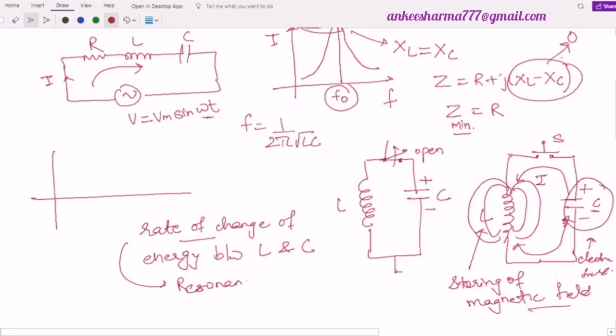This rate at which it is exchanging energy between inductor and capacitor, we call it resonance. Is it clear? And there will be generation of a particular frequency, because I said there will be a rate of change of energy, so definitely frequency is associated, which is equal to 1 by 2 pi root of LC.